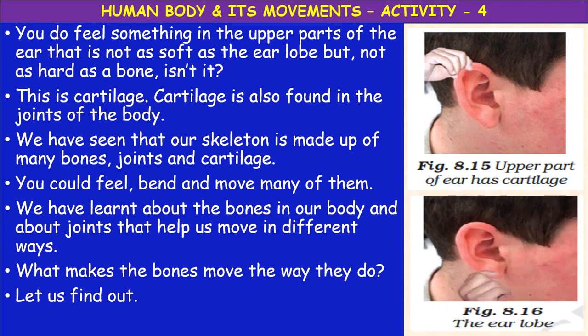So here this is the upper part and this is the lower lobe. The lower lobe is soft, but the upper part of the ear is not as soft as the lower lobe. Okay, and it is also not hard as the bone. So it is the cartilage. Only the upper part of the ear is the cartilage.